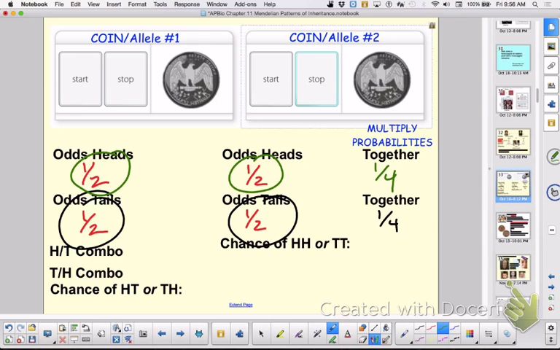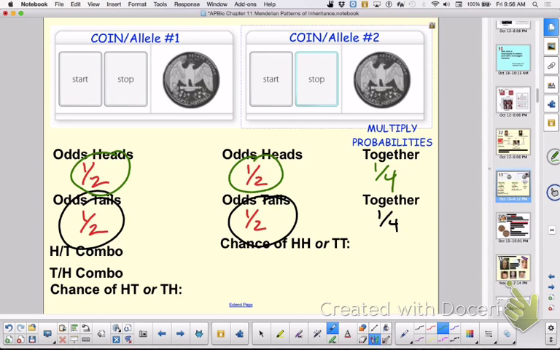Now, here's the part where we're going to look at some other opportunities. Look at your notes real quick. Go to Mendel and the laws of probability. And I skipped over independent assortment. I'll come back to that. The product rule of probability is where I multiply together the odds of each incident happening. So I had 1/2 of a chance of this and 1/2 of a chance of this. Now I'm at 1/4 for each.